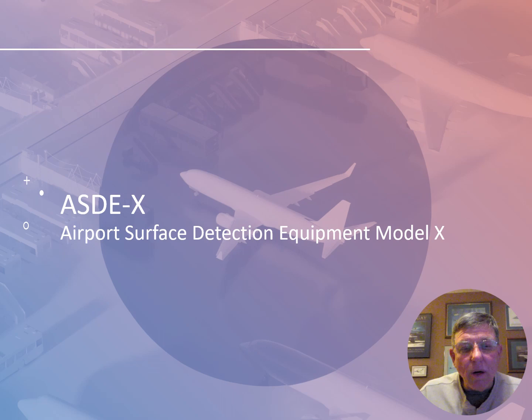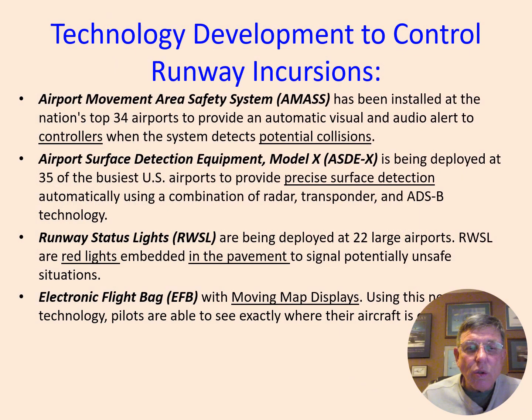All right, so some technology that the FAA is putting out there. We have the airport surface detection equipment, and this depends on transponders. It also uses surface loops and radar to give the controller some idea of where vehicles are moving around, airplanes and vehicles around the airport. It's installed at the 35 busiest airports across the country.